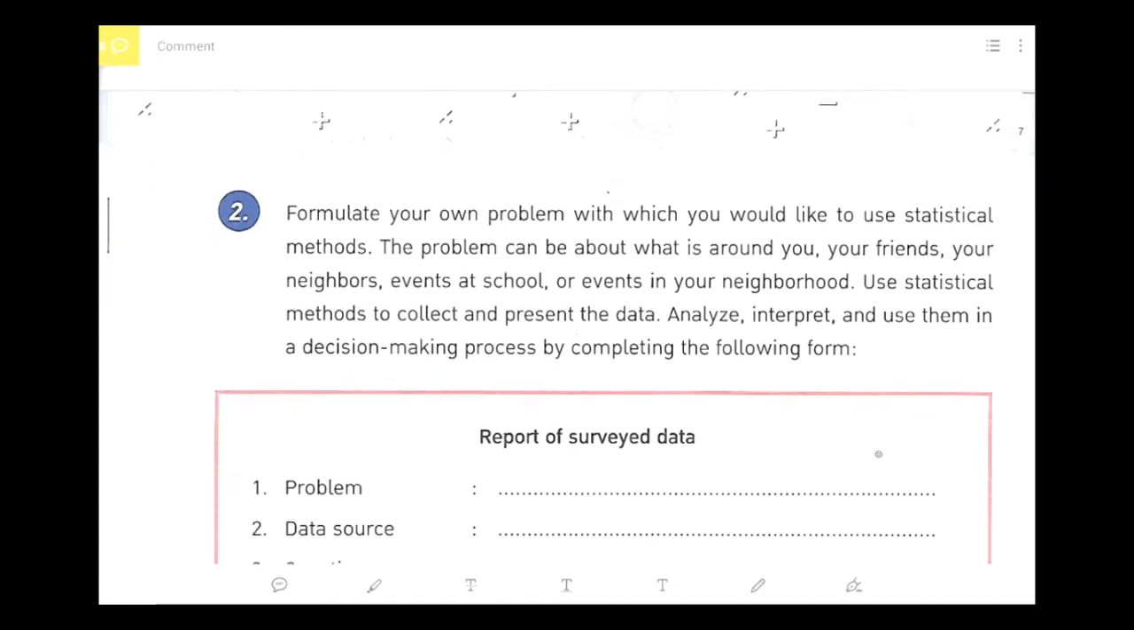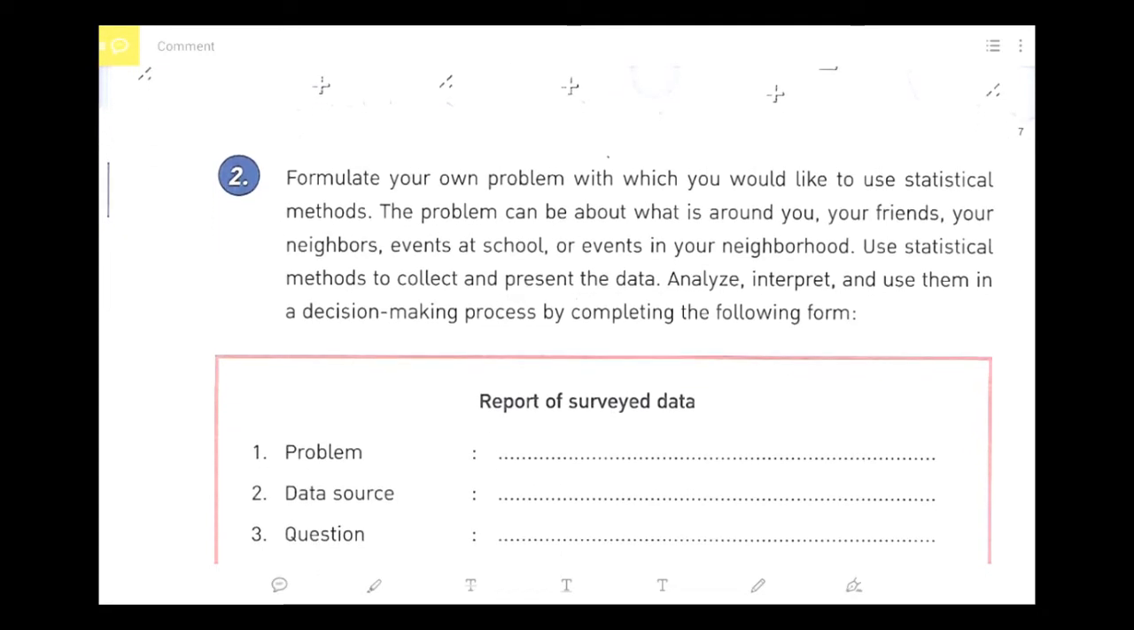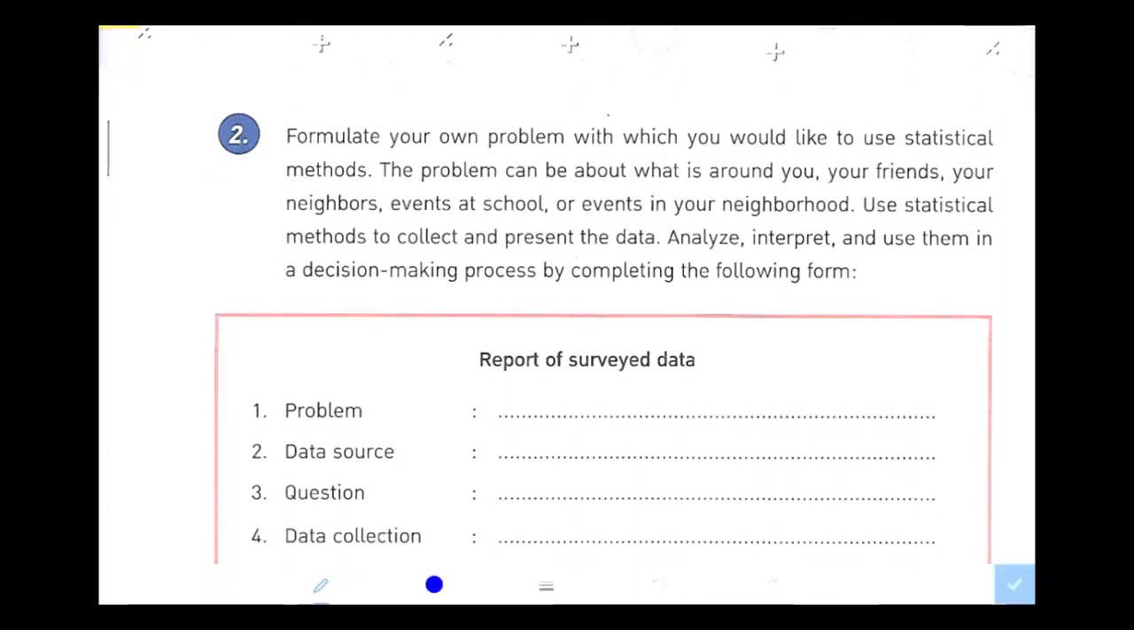Okay, next one is problem two. This one, you can do anything that you want. It's not about the grocery. It's not about the trees. It could be anything. You formulate your own problem. What is formulate? Formulate means you make, you construct, you build up your own problem in which you would like to use the statistical methods.